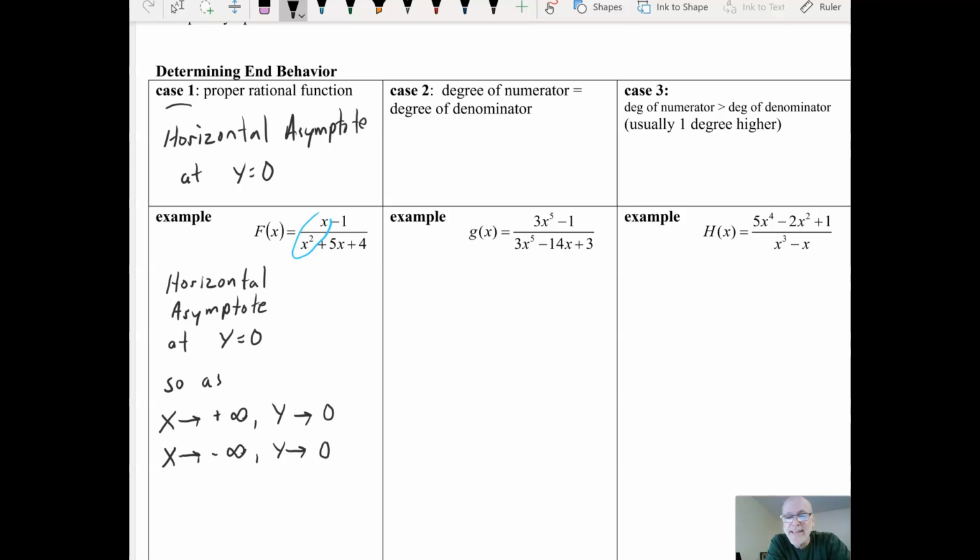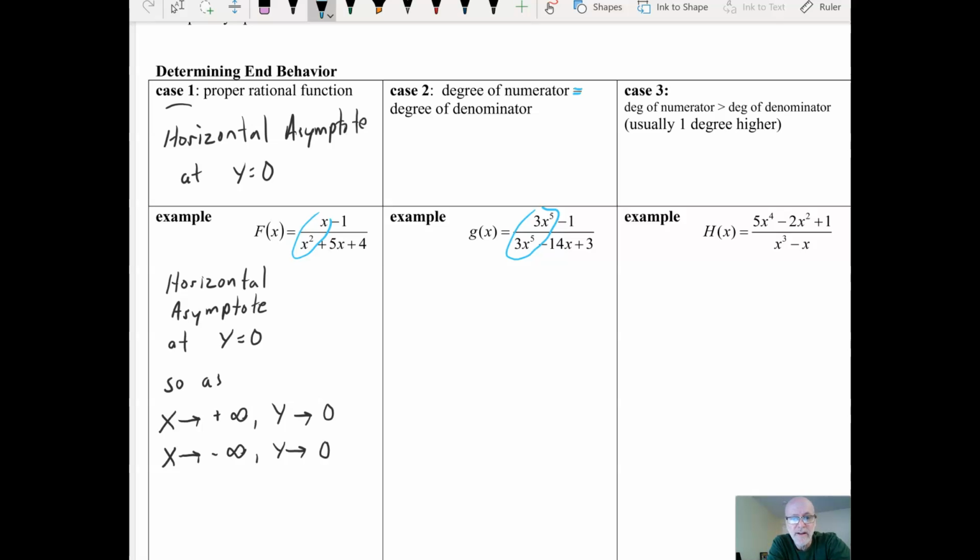The second case, and there's really only 3 possibilities here, is when the degree of the numerator is equal to the degree of the denominator, when they're the same degree. Again, you look at the first term. A lot of times it's the one that's written first, but when I say the first term, I mean the highest degree term. In this case, just like the first case, they're in descending order, so the highest degree term is the first term.